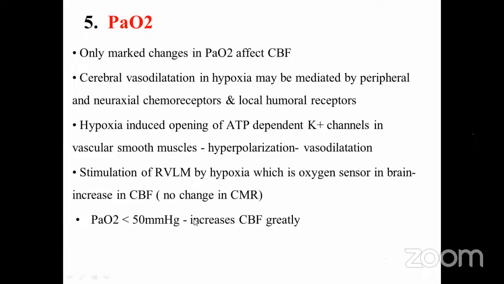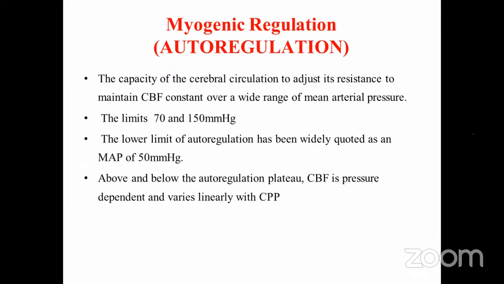Hypoxia-induced opening of ATP-dependent potassium channels in vascular smooth muscles results in hyperpolarization and vasodilatation, resulting in increased cerebral blood flow. Stimulation of the rostral ventrolateral medulla by hypoxia, which is the oxygen sensor in the brain, also increases cerebral blood flow. There is no change in cerebral metabolic rate of oxygen.